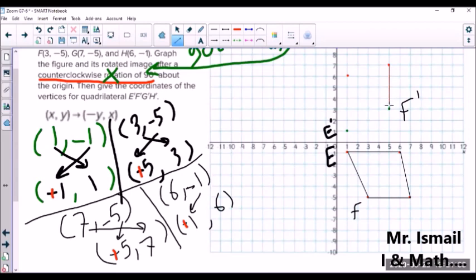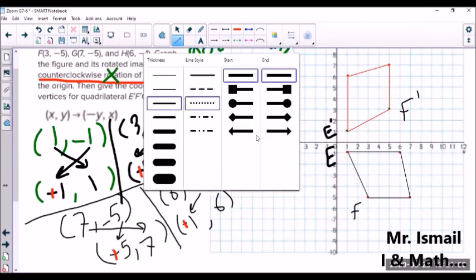Connect the points. And this is my image. You see? If anyone asks me, "Where's the 90? I cannot see the 90." Look, I will show you how the 90 is. Where's the 90? Let's take this point F, right?